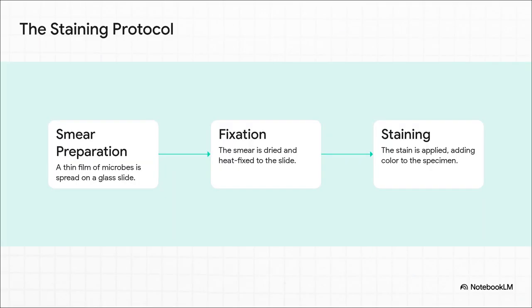Now, it's not as simple as just splashing some dye on there. It's actually a pretty neat three-step process. First, you prepare what's called a smear. That's just spreading a thin layer of the microbes on a glass slide. Next, you fix them, usually with a bit of heat, which basically glues them to the slide so they don't wash away. And then finally comes the fun part, applying the stain.